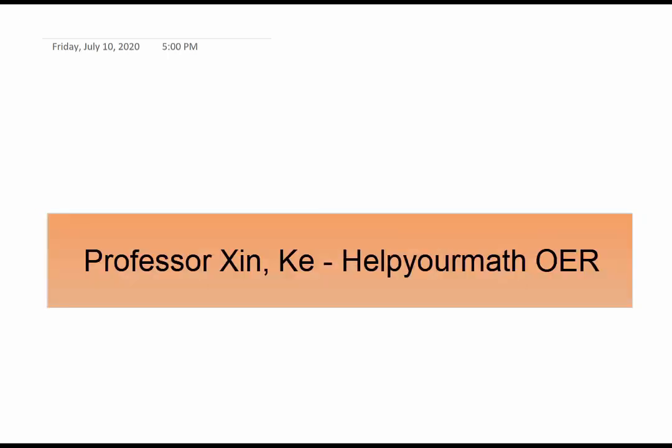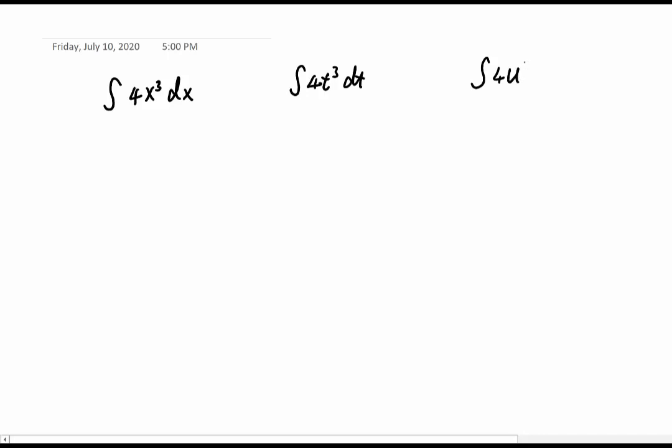Today we're going to work on some problems to understand why we need the U-Substitution method for integration. Here let's look at one problem: the integral of 4x to the third dx. We also want to look at the integral of 4t to the third dt. One more: 4u to the third du.